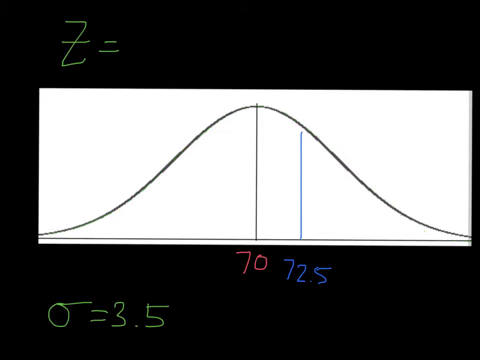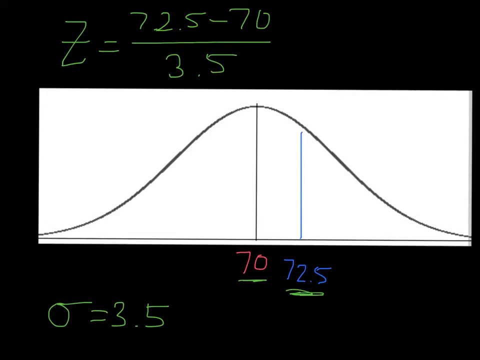Well, the z-score is the exact number of standard deviations you are with your observation from the mean in the context of your problem. So, in order for me to find that, in order for me to standardize this, what I need to do is take my specific value, which in this case is 72.5. And then I need to find the difference of that and the mean. And then I need to divide that difference by the actual standard deviation.